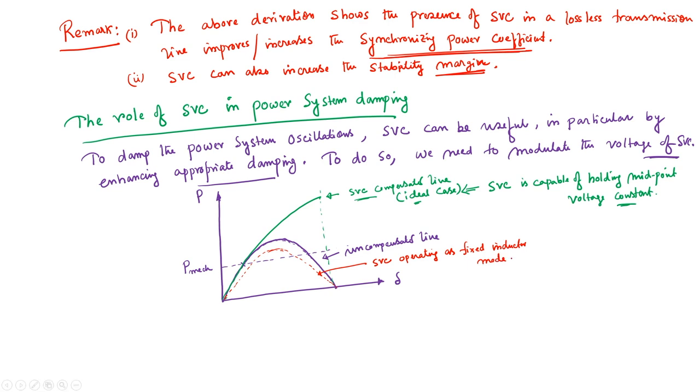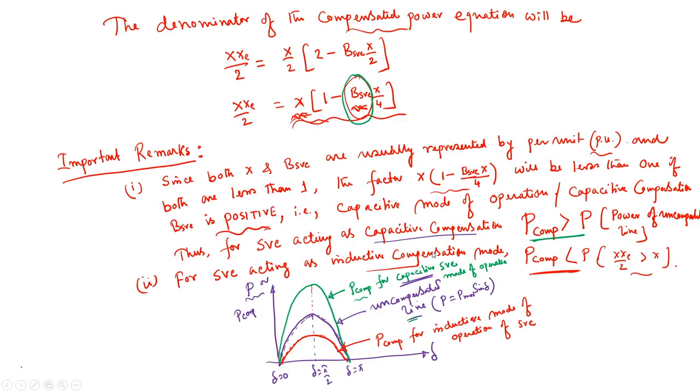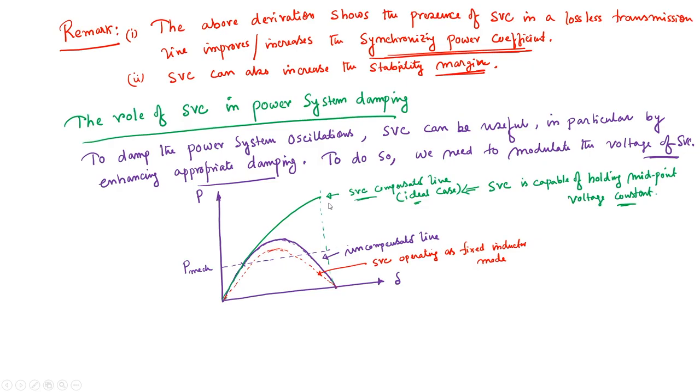Okay. Why it is so, I already mathematically derived this expression, and I explained it over here. In inductive mode of operation, the characteristics will be something like that. Now, for the fixed inductor mode of operation, it will be something like that. And when the SVC is operating as a fixed capacitor mode, the characteristics will be something like this.